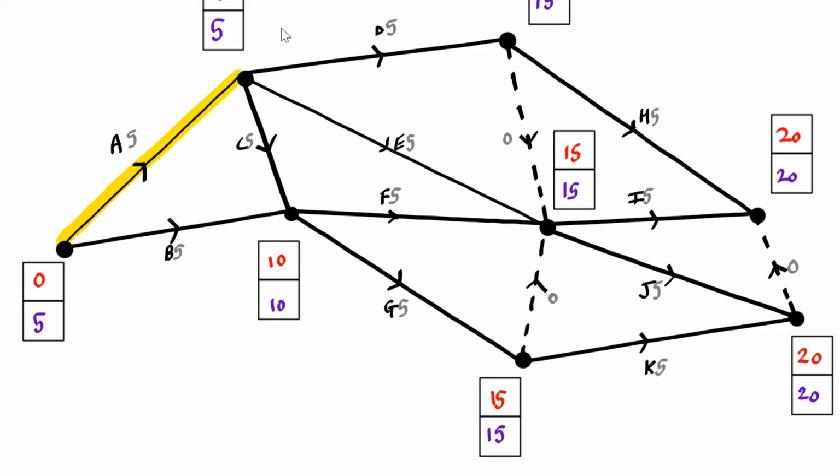A is critical, and then we can go down to C, and then C we can go down to G, and then we can go here, and then we can go here. Alternatively, from here we can also go back up here and then across here, or from here we can go down here, and then from here we can also go down here and then back up here.